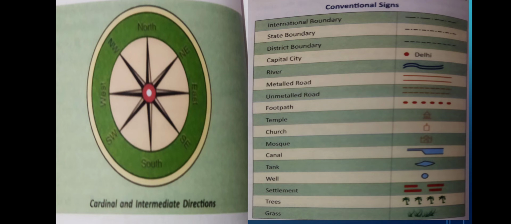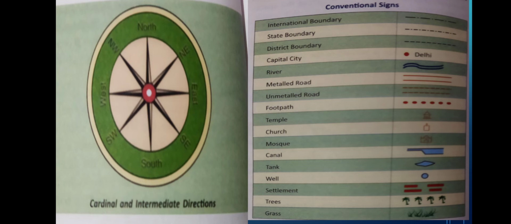Now moving on to the map, cardinal and intermediate directions. When we talk about the map, the directions on the map are also very important. Why? Because we want to find out the exact direction. There are four main directions along with the intermediate directions. The four main directions are north, south, east, west, and the intermediate directions are northwest, northeast, southwest, and southeast. These directions will be very helpful for people to find out the exact direction, whether it is northeast or southwest, like that.